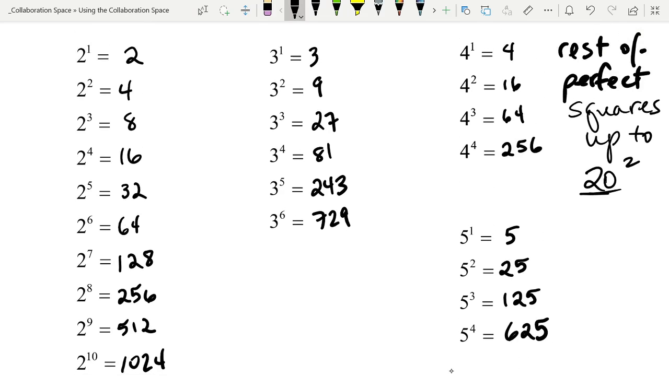You should also know any power of 10, right? If they say 10 to the power of, say, 7, you know that that's a 1 with 1, 2, 3, 4, 5, 6, 7 zeros.